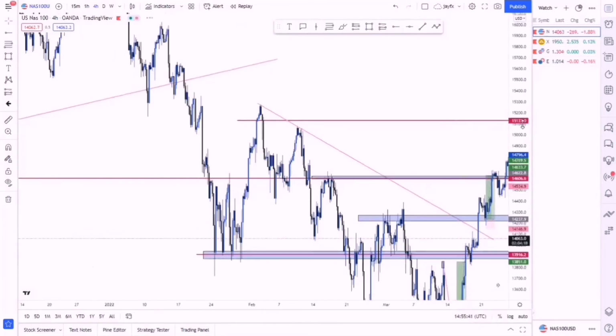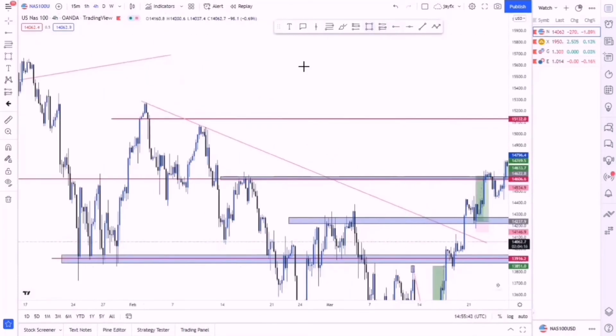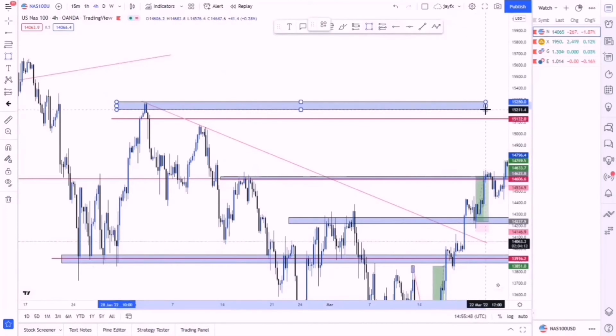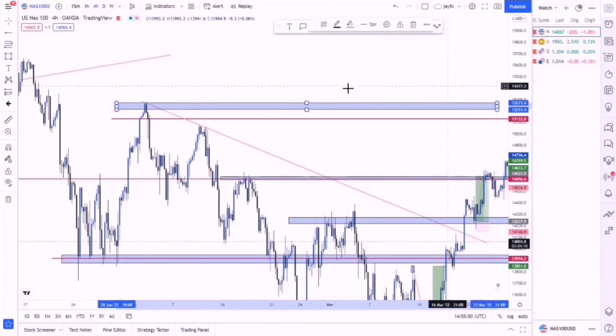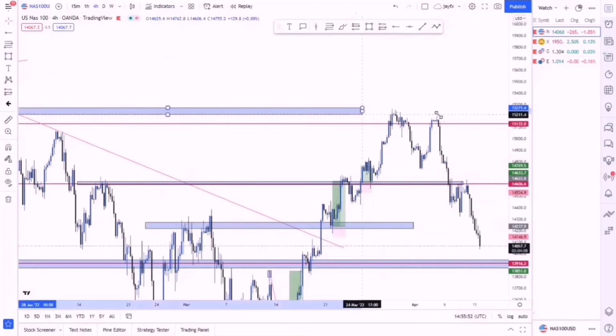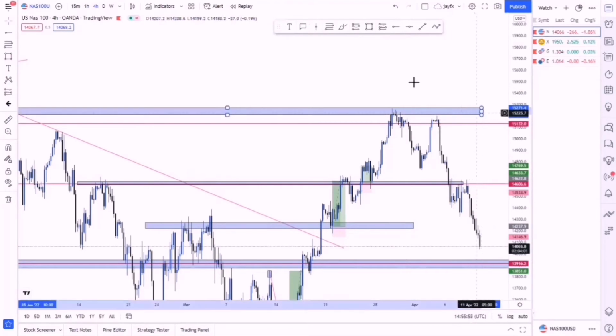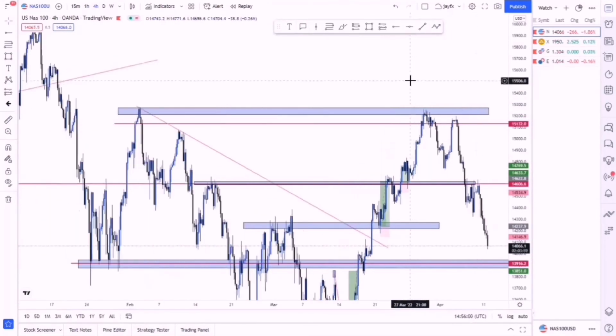On the 4-hour time frame, I then made a structure like this. I made a structure, I think like this. Yes, exactly like this. Then like this. That's how I made the structure.